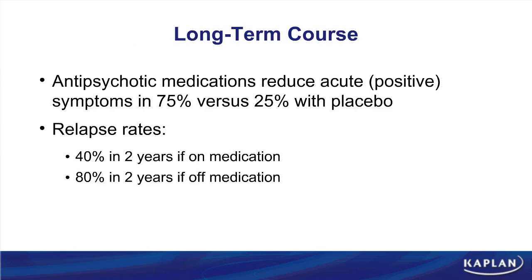When we're looking at the treatment of schizophrenia, we know that medications should be given. Now we know that antipsychotic medications, such as the typicals or the atypicals, will reduce symptoms. And in the studies, they have shown 75% versus 25% with placebo. Now we know that when patients don't take their medications, they will have higher rates of relapse. And even on medications, you will have relapse. So 40% of patients who have schizophrenia will have a relapse in 2 years if they stay on their medication versus 80% relapse in 2 years if they're off the medication. So understandably, your chance of relapse is greater if you're off the medication.